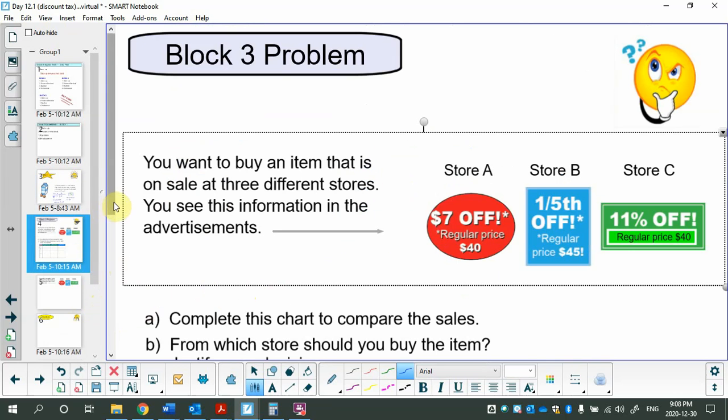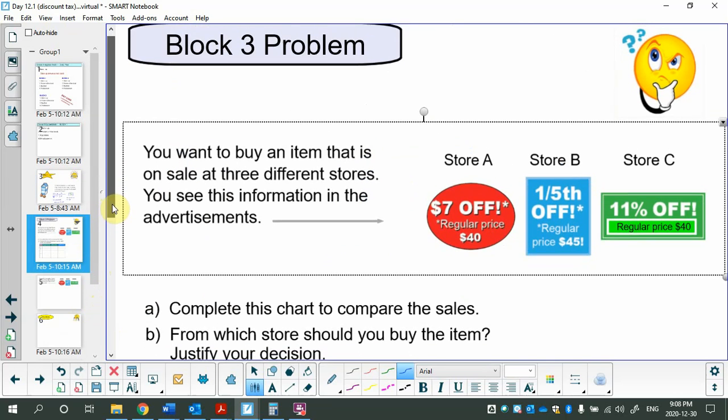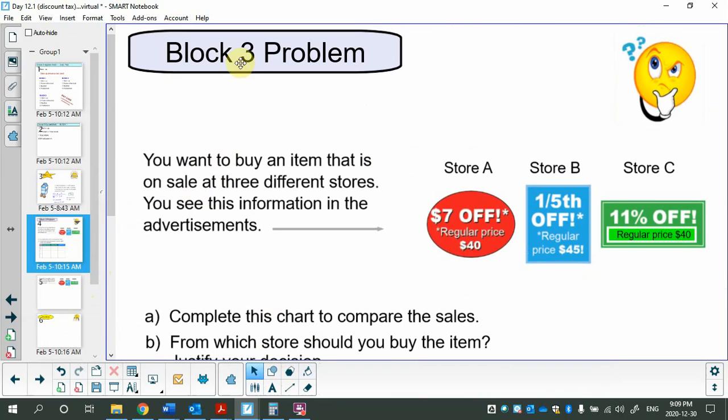So here is the question, the review problem, and I should probably turn that to a 1. You want to buy an item that is on sale at 3 different stores. You see this information in the advertisement. So there's store A, which is a regular price of $40 and $7 off. You've got a regular price of $45 and 1/5 off. And you've got a regular price of $40 with 11% off. So we have to deal with each of these things.